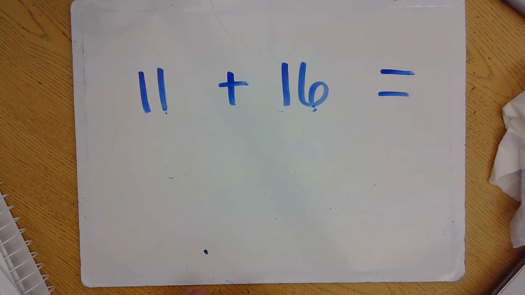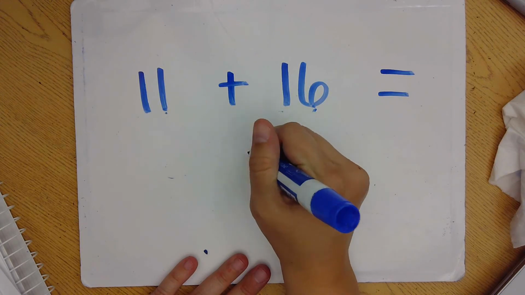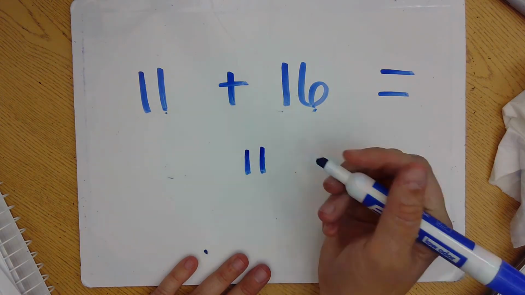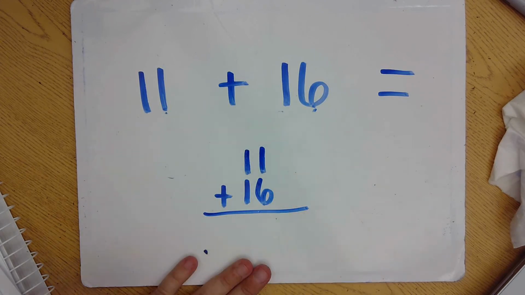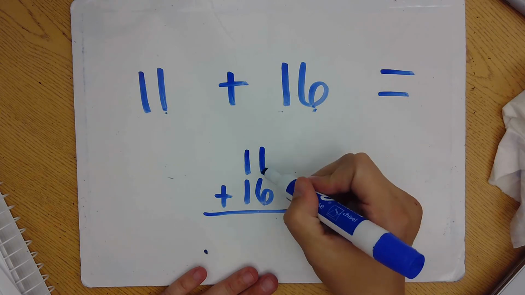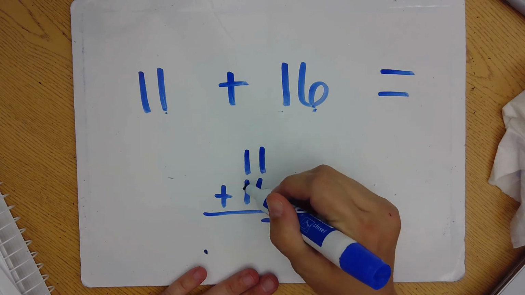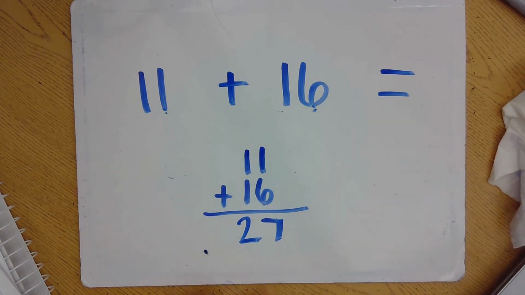Another thing that you can do with this problem is to rewrite it. You can write it going up and down. 11 plus 16. 1 plus 6 is 7. 1 plus 1 is 2. I still get the same answer every time.